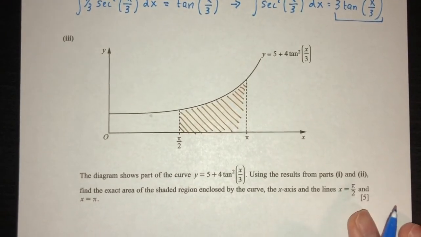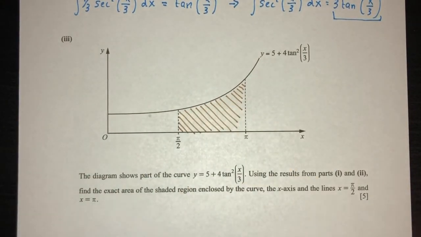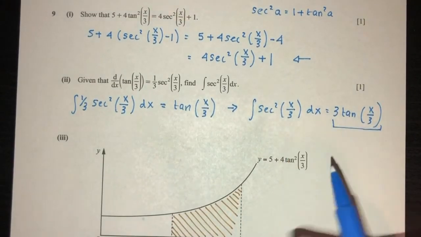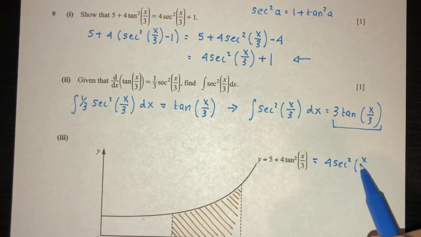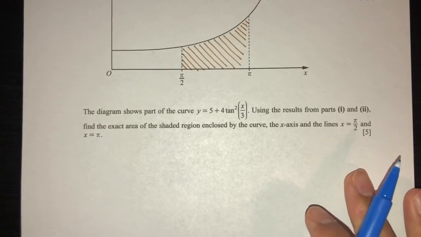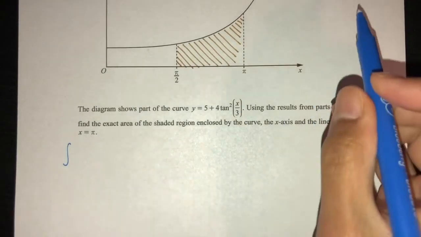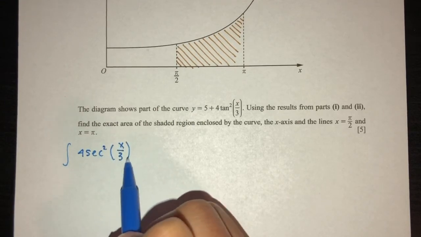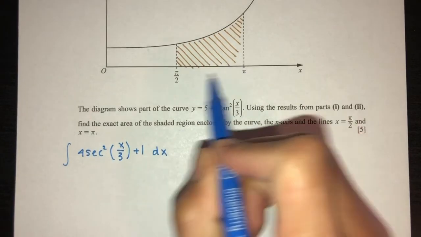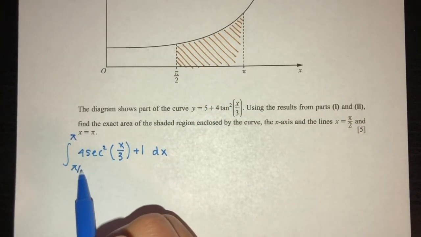Now moving on to part 3, we have this curve right here, the same curve from part 1. The diagram shows the curve y. Using your results from 1 and 2, find the exact area for that region. So from 1 we have realized that this is also equal to 4 sec square of the angle plus 1. We know this. So basically we have to find the integration of this curve, which is 4 sec square of the angle plus 1 dx between those two limits, pi and pi by 2.